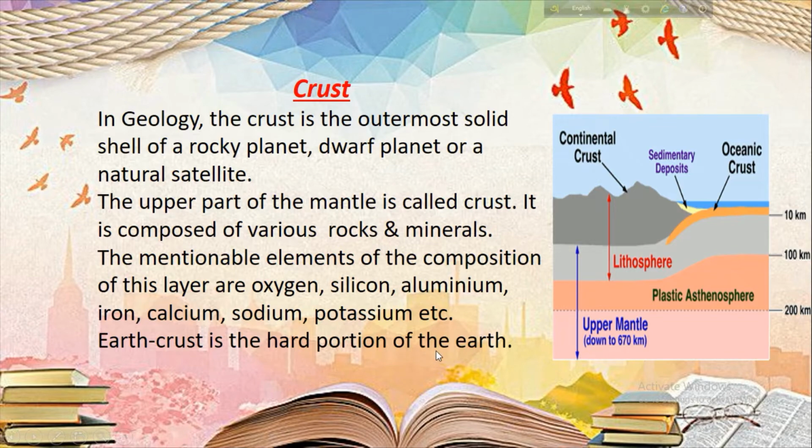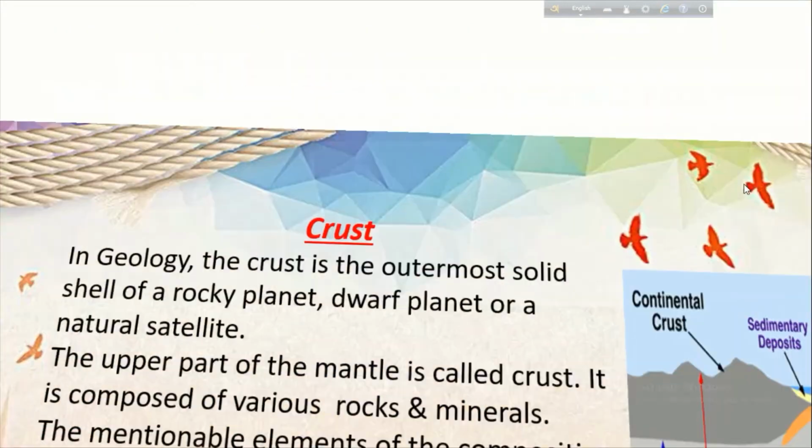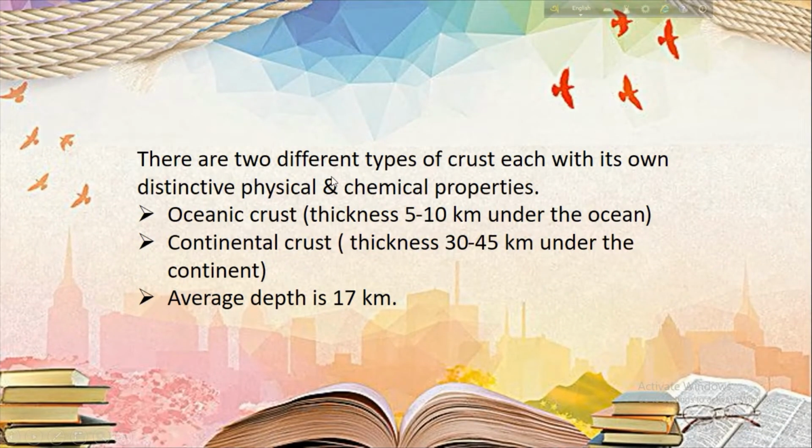The earth's crust is the hard portion of the earth, and it is also divided into two parts: continental crust and oceanic crust. The landmass-based crust is the continental crust, and the water body-based crust is the oceanic crust. Just follow the next slide. There are two different types of crust, each with its own distinctive physical and chemical properties. The oceanic crust thickness is 5 to 10 kilometers under the ocean, and the continental crust thickness is 30 to 45 kilometers under the continent, and combined the average depth is 17 kilometers.